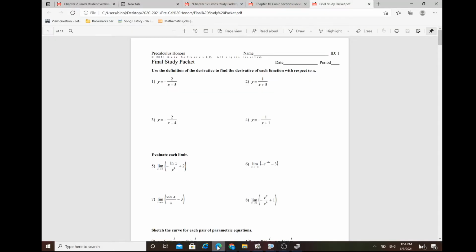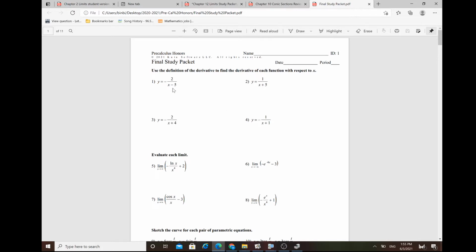Good afternoon, students. So I just want to go over the final study packet today for pre-calculus honors class. I'll just set up the basic step, or the initial step, for each problem, and then for the rest of this, you guys should be able to do it. Okay, so here are some of the simple questions that you're going to be dealing with on the final.